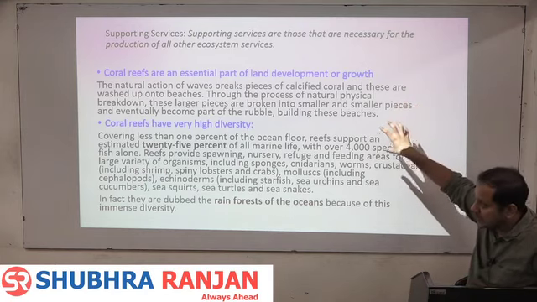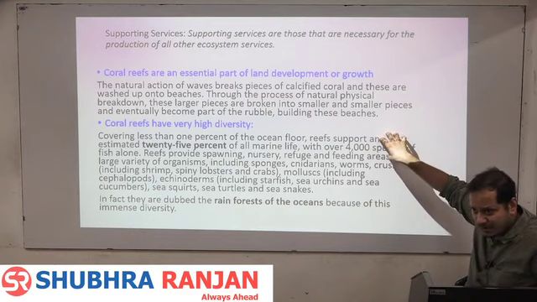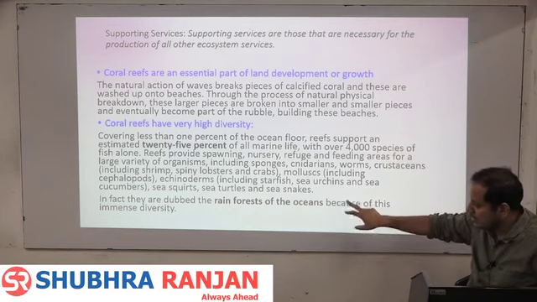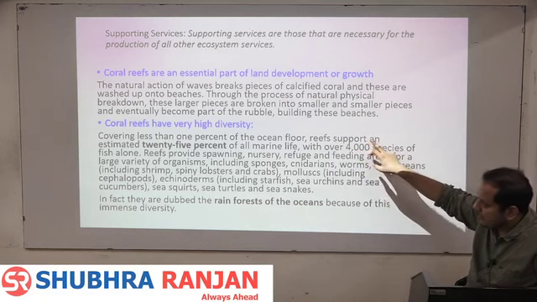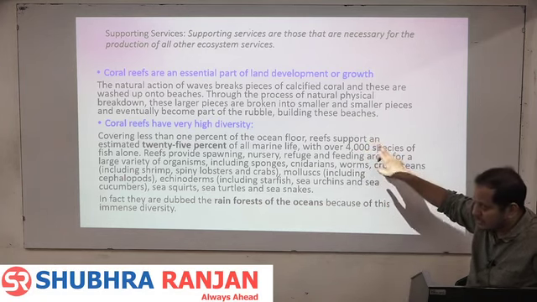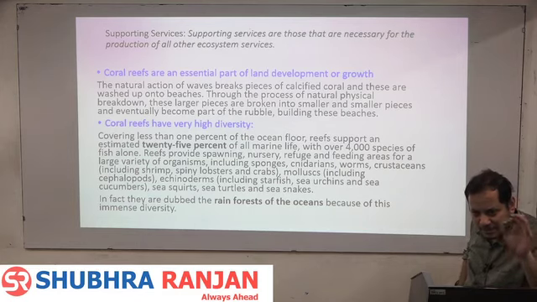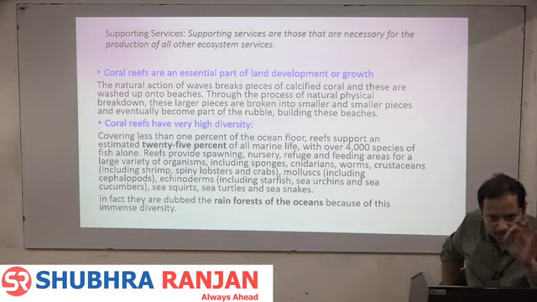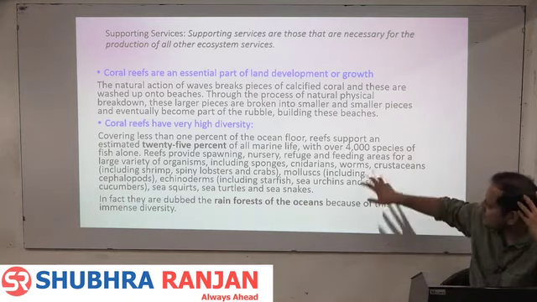Supporting service: because they are present in the photic zone, they have a large amount of food and nutrients available. So these are regions of very high biodiversity. We call this the rain forest of the oceans. Covering less than 1% of the ocean floor, the reef supports an estimated 25% of all marine life. Getting it? One-fourth of the marine life is present in an area that is less than 1% of the total region. With over 4,000 species of fishes alone, imagine the number of fishes that are there.